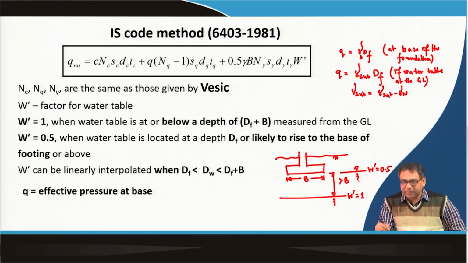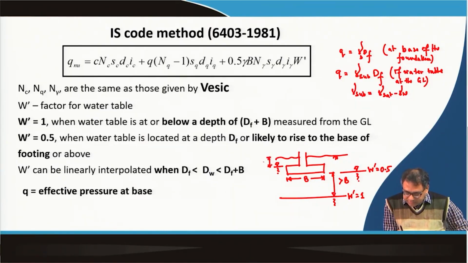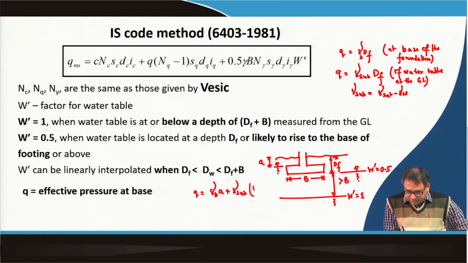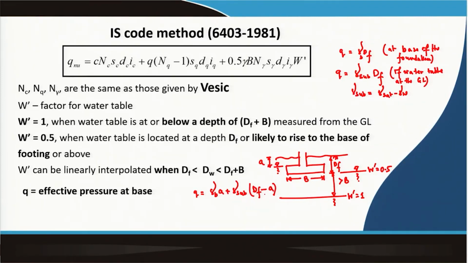Okay. So, now if the water table is in between, suppose your water table is here. As per our IS recommendation, if the water table is within the base and the ground surface, then W dash will always be 0.5, but the Q value will change. Suppose this distance is say A, and this is gamma df, and then in such case your Q will be gamma bulk into A plus gamma sub into df minus A. Clear? Because we have to consider the effective pressure at the base.